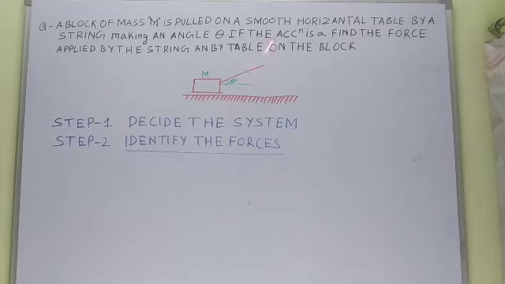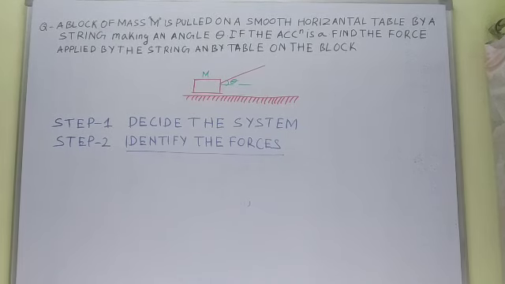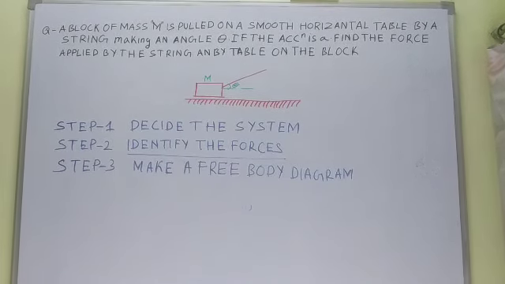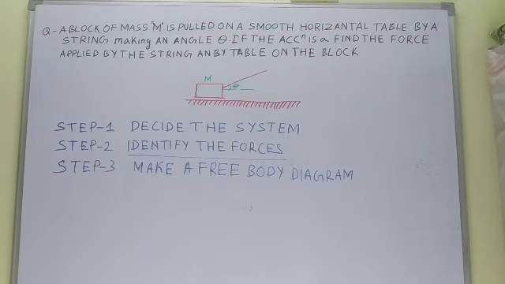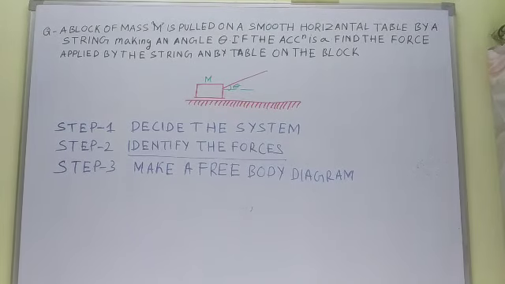For drawing the normal, it is always perpendicular to the surface, so the normal will be in this direction. Now let us move on to our third step, which says to make a free body diagram. Why is it important? Let me explain. We represent the system by a point in a separate diagram and draw the vectors representing the forces acting on the system with this point as a common origin.